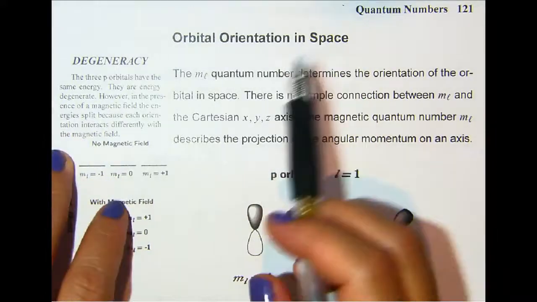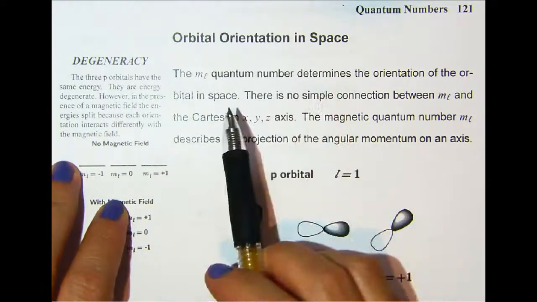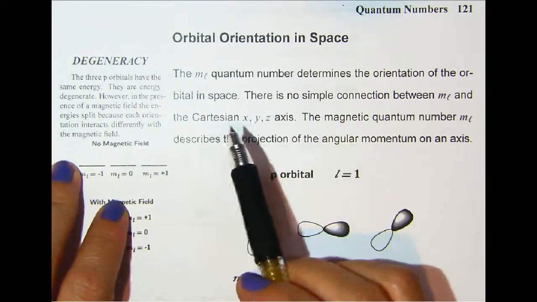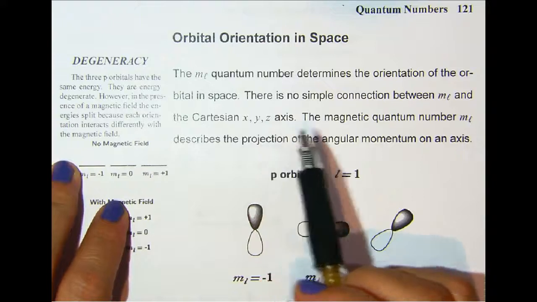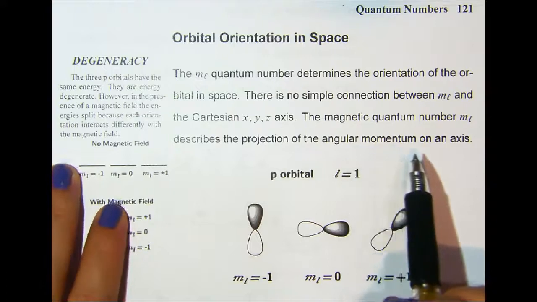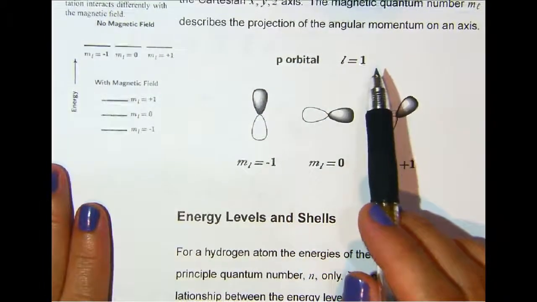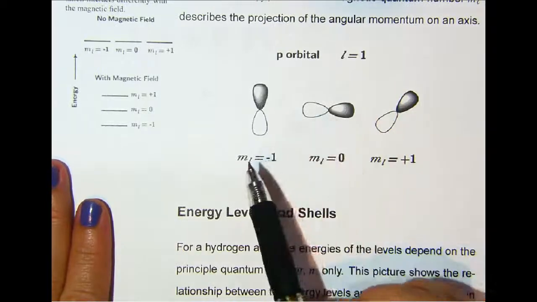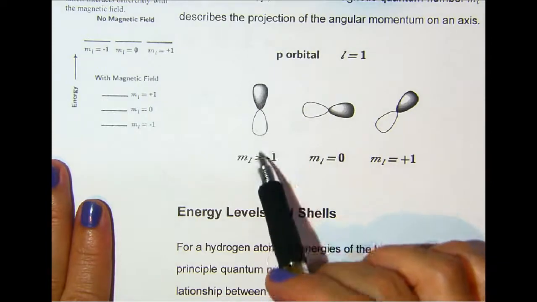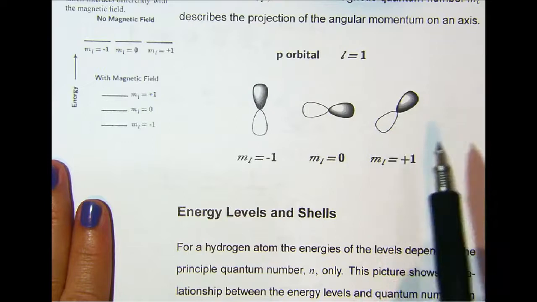Orbital orientation in space. The m sub l quantum number determines the orientation of the orbital in space. There is no simple connection between m sub l and the Cartesian x, y, z axes. The magnetic quantum number m sub l describes the projection of the angular momentum on an axis. So for example, when you have a p orbital, when l is equal to 1, you can have m sub l values of -1, 0, or +1. Or say that the p orbital is moving on the y-axis or the x-axis or on the z-axis, to be simplistic.